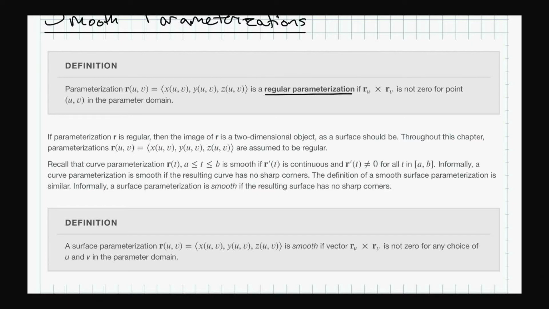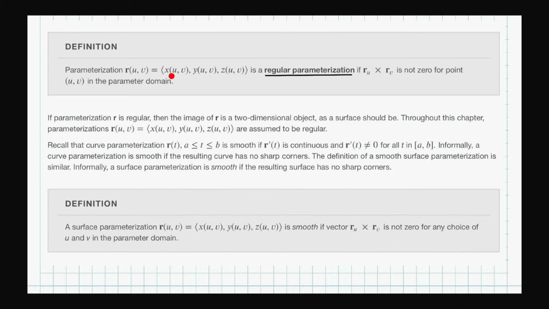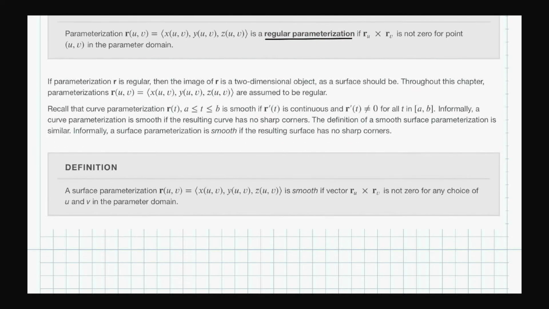They say that it's a regular parameterization if r_u cross r_v is not zero for a point in the domain. I'll talk about that in a second. This is assuming your parameterization is in u's and v's, like what we've already done. Now look down here, and it says a surface parameterization r(u,v) equals x(u,v), y(u,v), z(u,v), same as this, is smooth if the vector r_u cross r_v is not zero for any choice of u and v in the domain. So regular parameterization will be like a smooth parameterization.